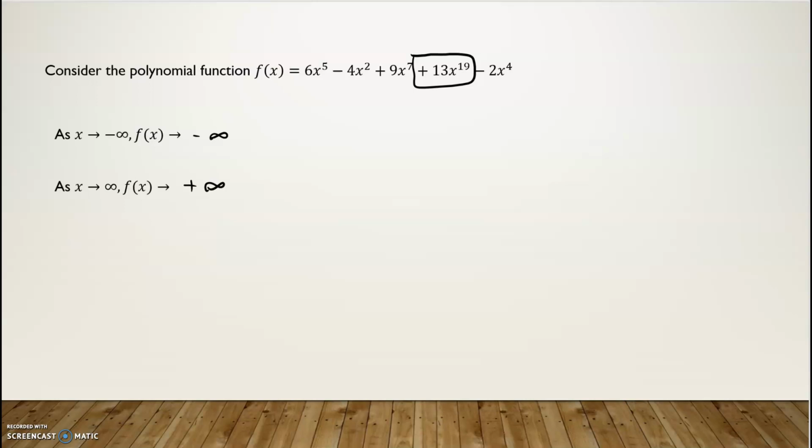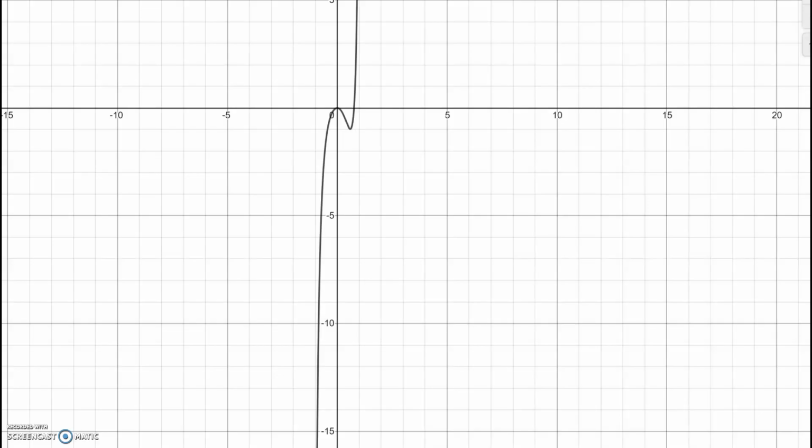And let's take a look at that graph as well. Notice here, as x goes to negative infinity, our function is going downward to negative infinity. As x goes to positive infinity, our function goes upwards towards positive infinity.